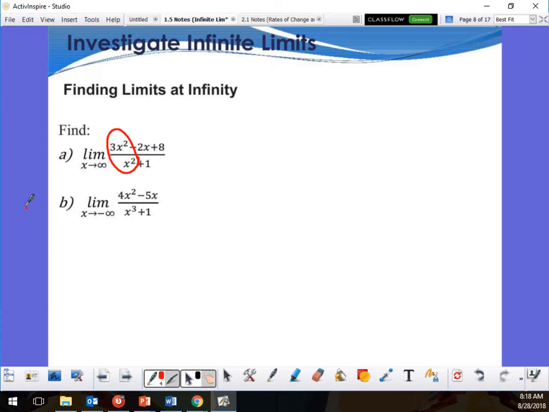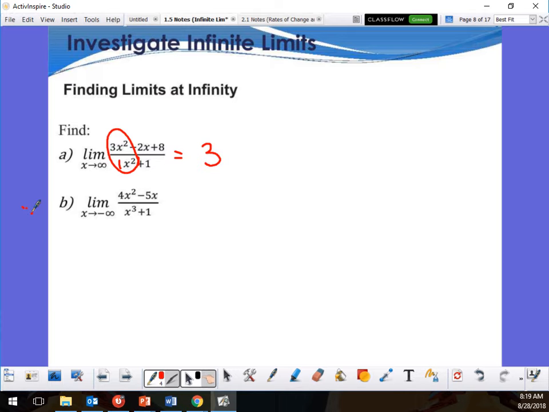Once we have the same degrees right here, what's the coefficient of the top? 3. That's the number in front. What's the coefficient of the bottom? 1. So if I have the same degree, the limit as this approaches infinity is going to give me 3, because it's 3 over 1, right? That works only when I have the same degree, and I have to think carefully of the type of numbers that I'm going to plug in.